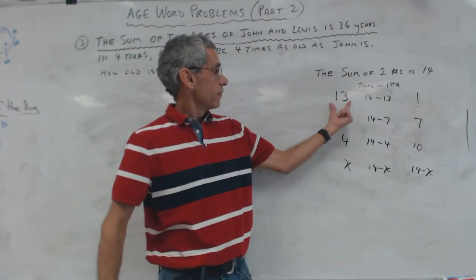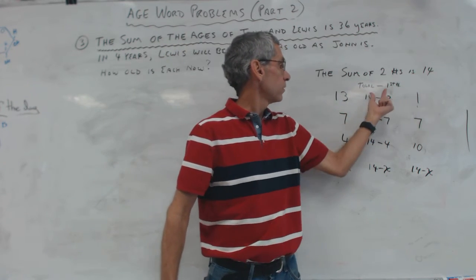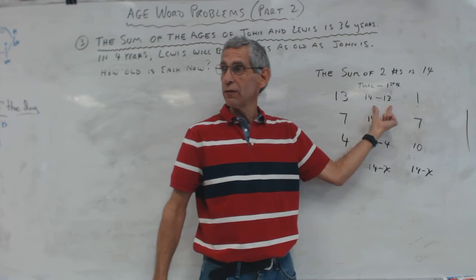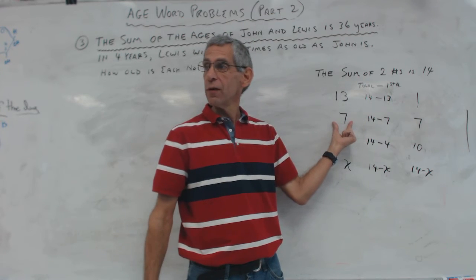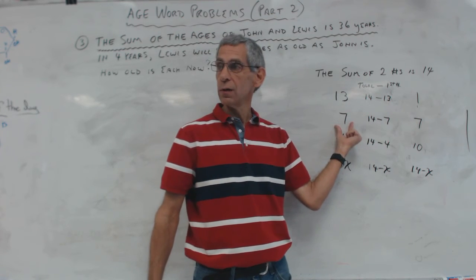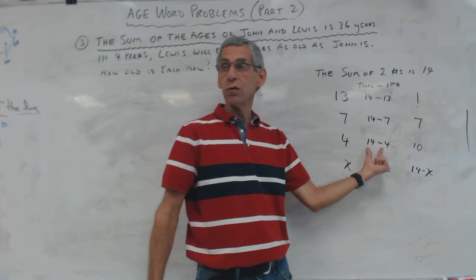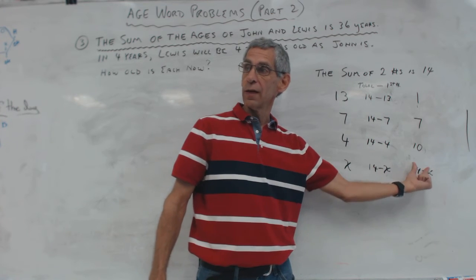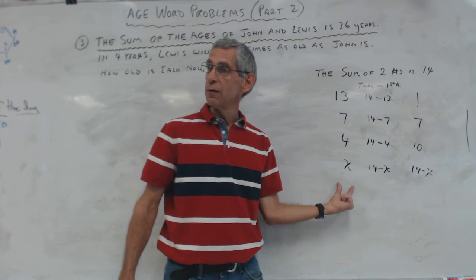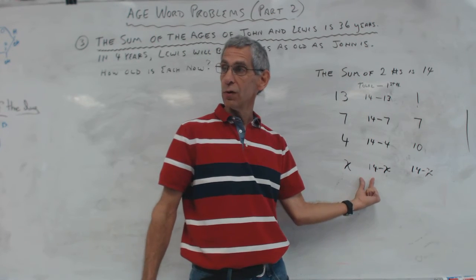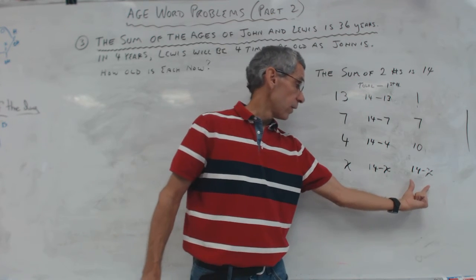So think about it. If my first number was 13, to get 14, I took my total and subtracted my first number. It's whatever's left over after I subtract my first number from the total. It's 1. If the first number is 7, I would take the total minus the first number. That'll give me my second number, 7. The first number was 4, I take my total minus 4, I get 10. If I don't know what my numbers are, my first number is x, and my second number is the total minus x, 14 minus x. Does that make sense?